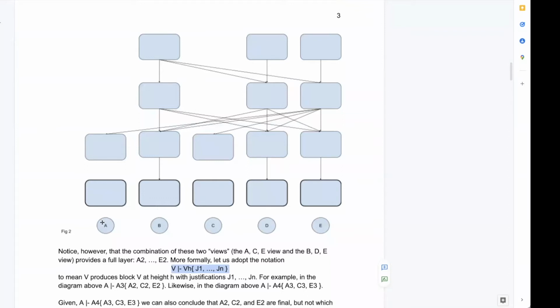Here, what we have is a graph of the block production of validators, with time advancing on the vertical axis, right? We have validators A through E, and then the lines, the arrows, represent justification pointers. And the heavy border on blocks represents blocks that have been finalized.